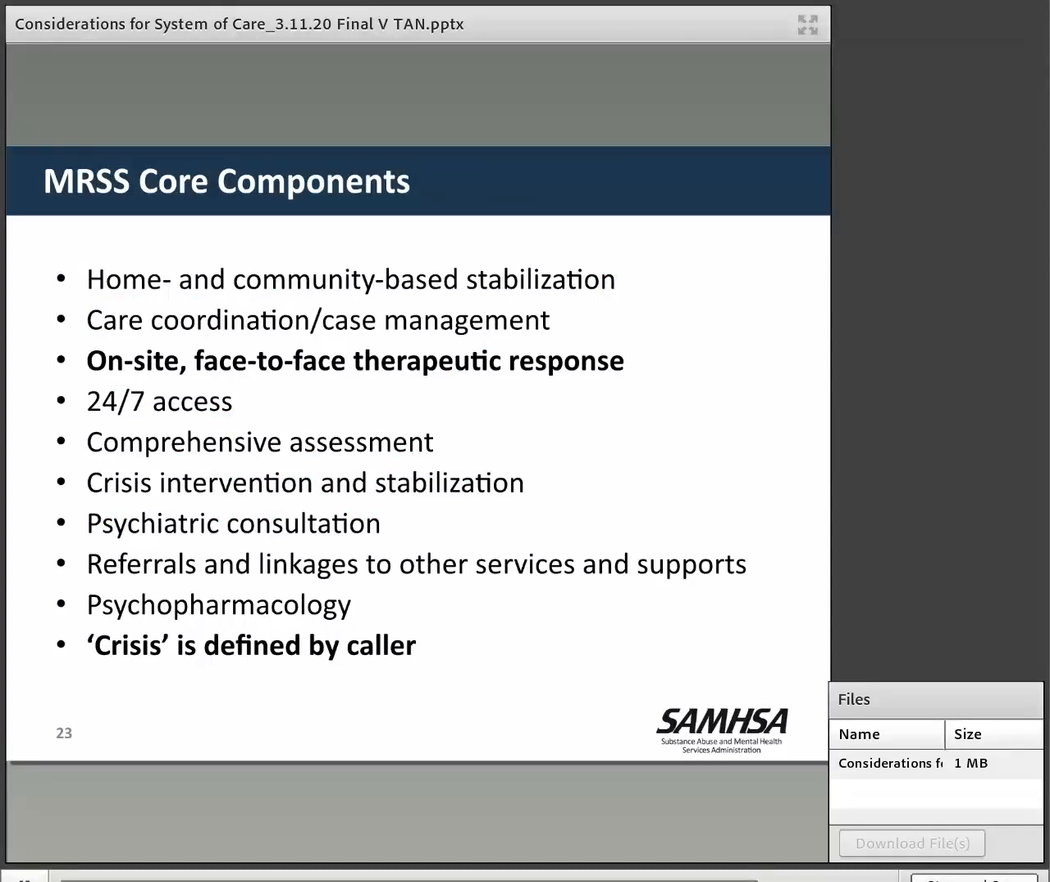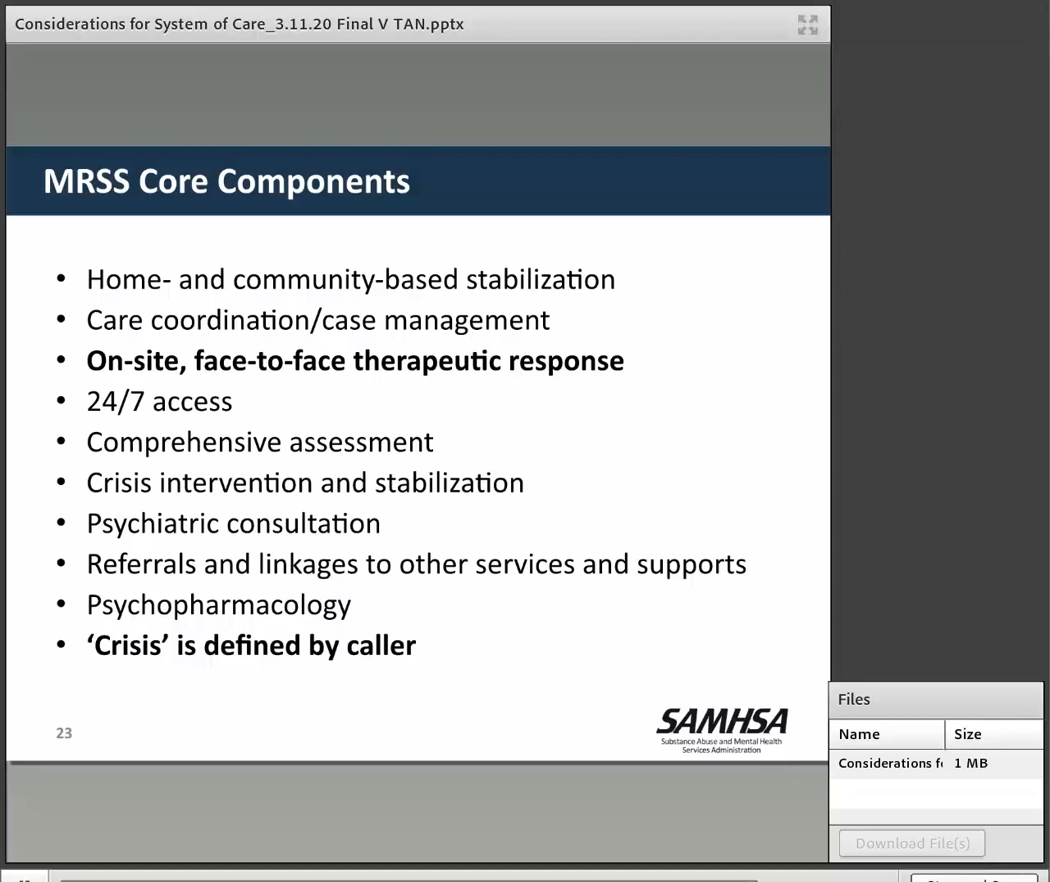So what are the core components? The folks who've been doing work in this area for a long time have come to conclude that these are the core elements: that it's home and community-based, and that it is face-to-face. Every call that comes in requires a face-to-face on-site therapeutic response. Really important. So we don't determine that this crisis isn't escalated enough. When you get a call, you move.